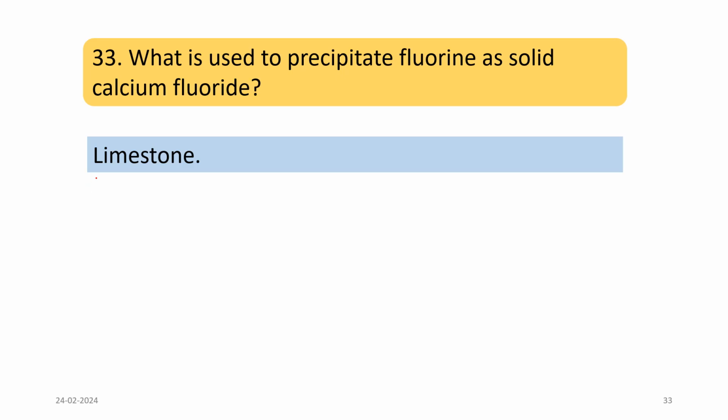What is the chemical structure of the limestone? Limestone is calcium carbonate. So it reacts with fluorine and produces CaF2 and a carbonate molecule. This CaF2 is a solid calcium fluoride. So for precipitating fluorine, this limestone, that is CaCO3, is used. The answer will be calcium limestone.